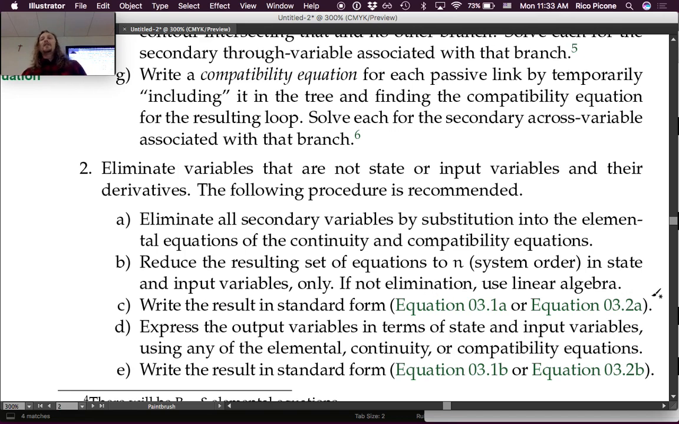Try using elimination first. If it's a small system, like you're doing on your homework or in class on an exam, try just using pretty straightforward algebraic technique, substitution, to eliminate the variables that you don't want. If that doesn't work, there is a linear algebra technique that works every time, but you guys haven't had linear algebra, at least not all of you have had it. So I don't expect you to be able to do that, and I won't teach it in class. It is in the book, though, if you want to know. But it's a general method that works for every linear system.